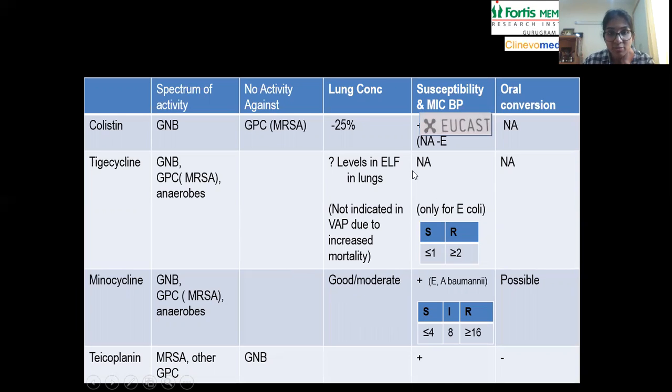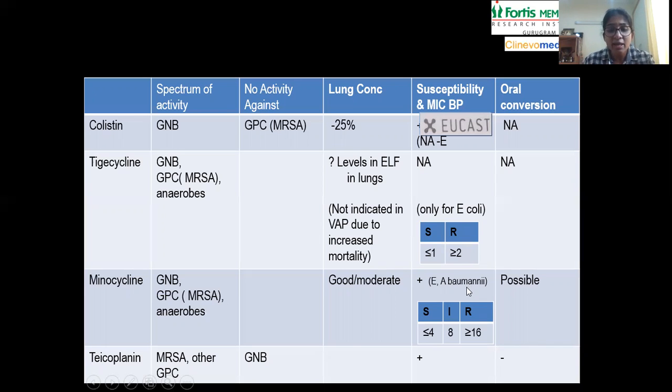And in fact, when we look at the susceptibility criteria, for colistin the susceptibility criteria has now changed. It's either going to be reported as intermediate or resistant. Tigecycline has susceptibility criteria only as per EUCAST for E. coli. It does not have any criteria for Klebsiella pneumoniae. We are just extending the susceptibility criteria to these bacteria.